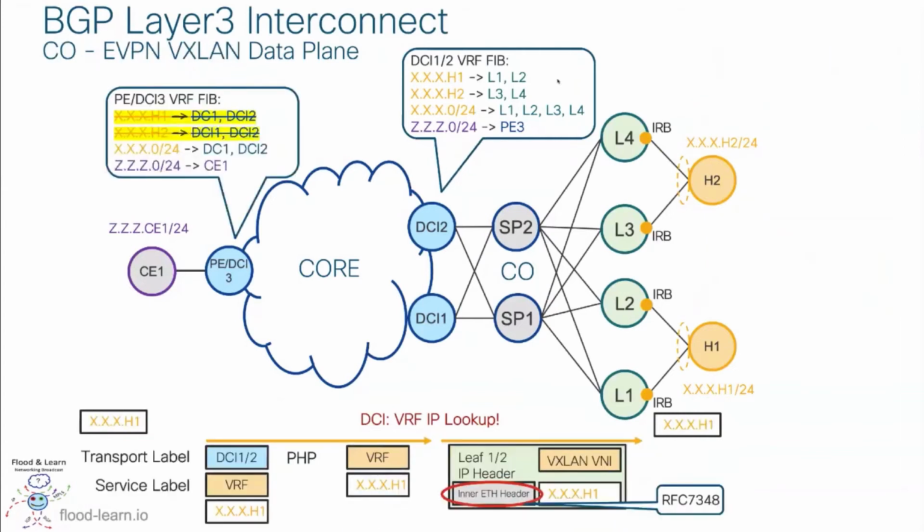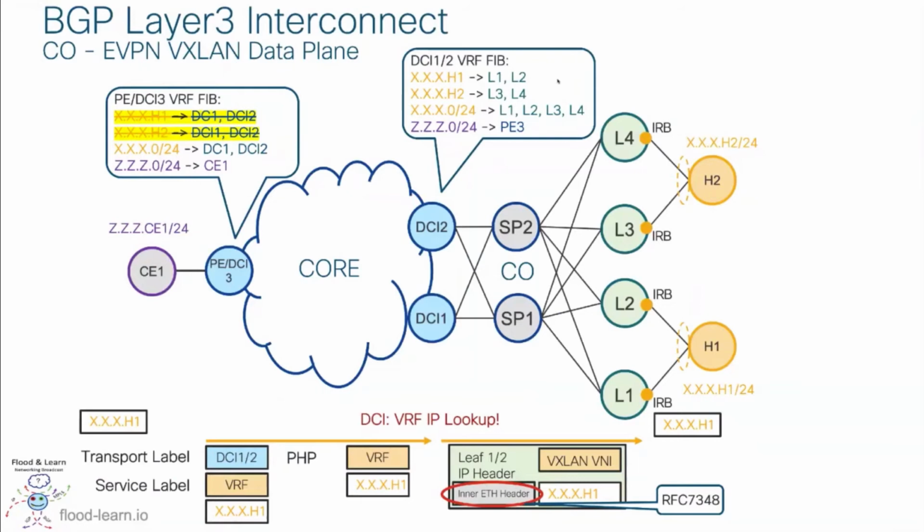Now the option where I have MPLS in the core and VXLAN in the CO. First, I'm sending the packet completely the same from the PE3 to my DCI as before, but here the DCI has to change the data plane. So what's happening here? I have my IP header of leaf 1, leaf 2, because VXLAN is an IP packet. Then I have the VXLAN header, where the most important information is the VNI, which is like the VPN information for the VXLAN. And then I have my inner packet here.